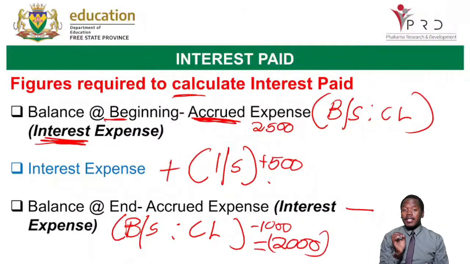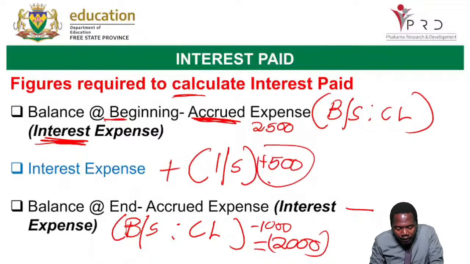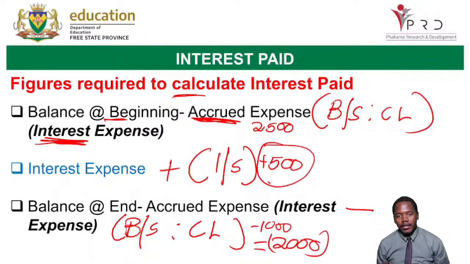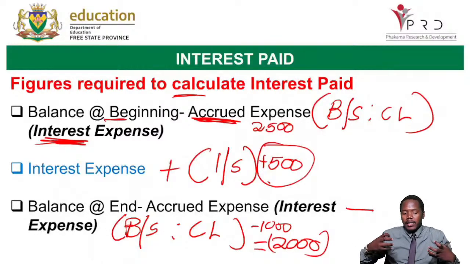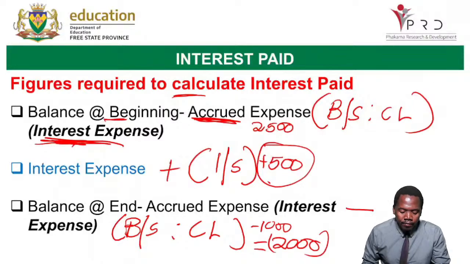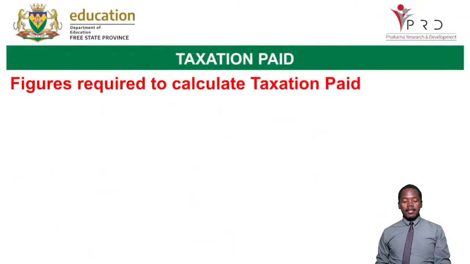But often at times, you may be given only the 500 rands, meaning you'll say 0 plus 500 minus 500. So the answer becomes 500. Our previous question papers are showing us that we are only given the interest expense, but not to say that you may never be given accrued expense. If that is given to you, you need to know how to deal with it. Okay. Now, grade 12, let's look at the second part.